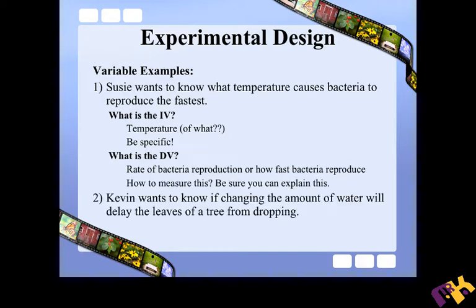All right, and so we left with the question or ask to check in on Kevin's idea here. He wants to know if changing the amount of water will delay the leaves of a tree from dropping. And the ask from me to you was in your note set, sketch in what you think the independent variable is in this experiment and what is the dependent variable in this experiment. And we also need to be specific about what either is.